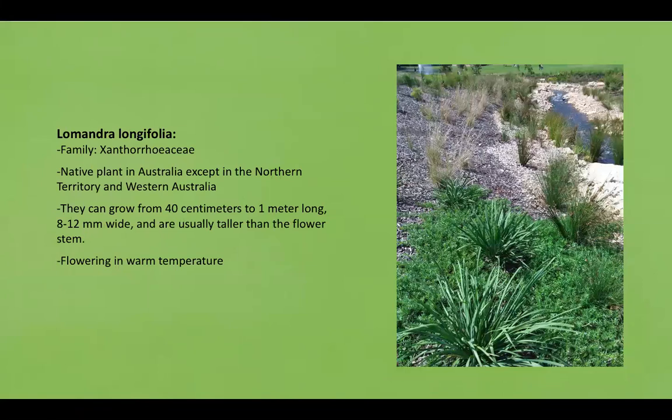And this one is Lomandra lancifolia, which belongs to the Asparagaceae family. It is a native plant in Australia, except in the Northern Territory and Western Australia. Leaves are shiny, firm, and flat. It can grow from 40 centimeters to 1 meter long, 8 to 12 millimeters wide, and is usually taller than the flower stem. It usually flowers in warm temperatures.